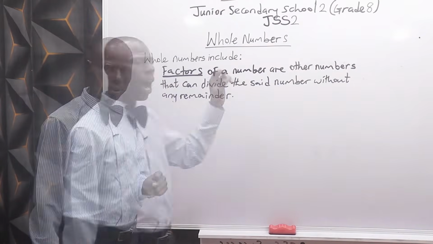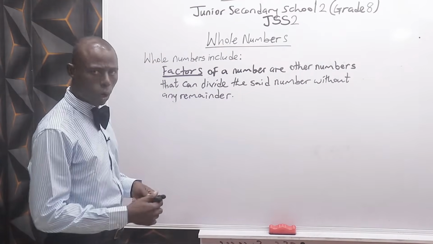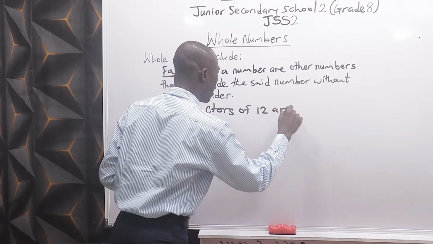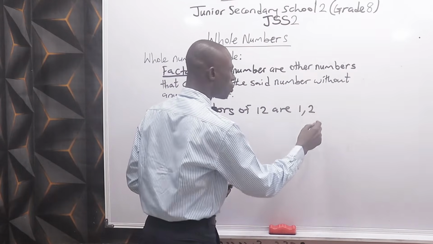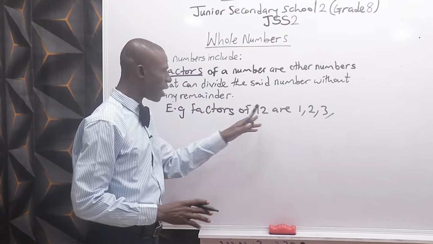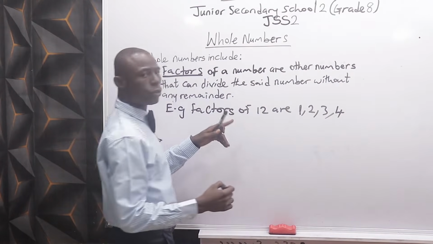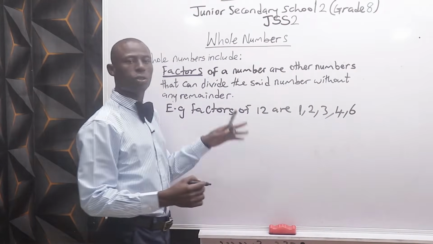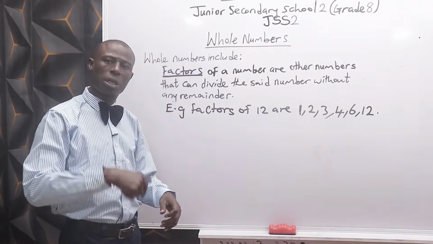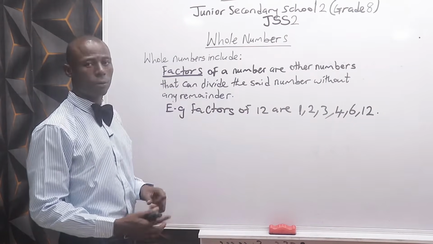Factors of a number are other numbers that can divide the set number without any remainder. What do we mean? E.g., factors of 12 are 1, 2, 3. 2 can divide 12 without remainder. 3 can divide 12 without remainder. Also, 4 can divide 12 without remainder. 6 can divide 12 without remainder. And finally, 12. The factor of a number will include the number itself at the end. That is why 12 also is included in the factors of 12.